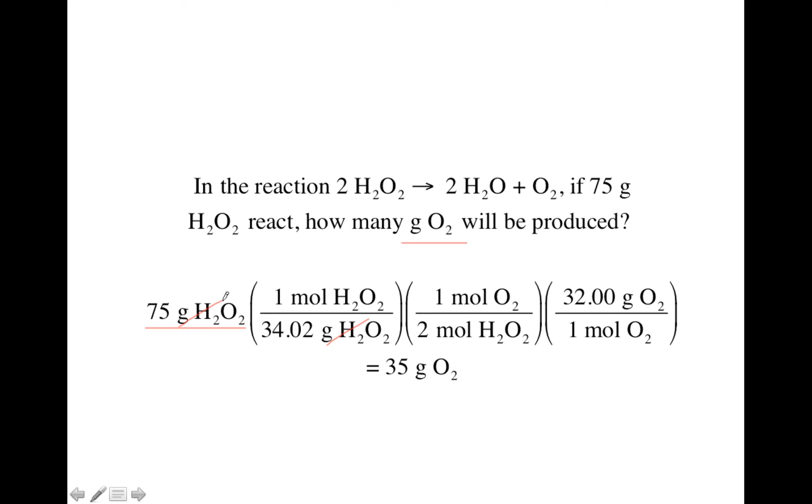If you do that, grams of H2O2 cancel. Now, here's the key step in stoichiometry. It's called the mole ratio, and it basically converts between moles of known and moles of unknown. The way you're going to do this is come up here to the equation and look at the coefficients of your unknown and your known. For O2, it's a coefficient of 1, and for your known, H2O2, a coefficient of 2. You're going to copy those in this ratio: 1 mole of O2 to 2 moles of H2O2. And by doing that, you have now converted to moles of O2.